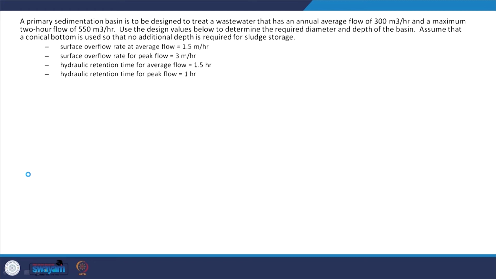So let's just look at one example. A primary sedimentation basin is designed to treat a wastewater that has an annual average flow, Q average, of 300 meter cube per hour, and a maximum 2-hour flow, Q peak. This 2-hour flow means that over the year, the maximum flow observed continuously over a 2-hour period was 550 meter cube per hour. Use these to determine the required diameter and depth, meaning a circular sedimentation basin. Assume that it has a conical bottom, so that no additional depth is required for sludge storage.